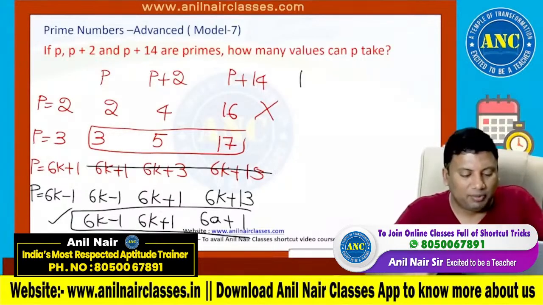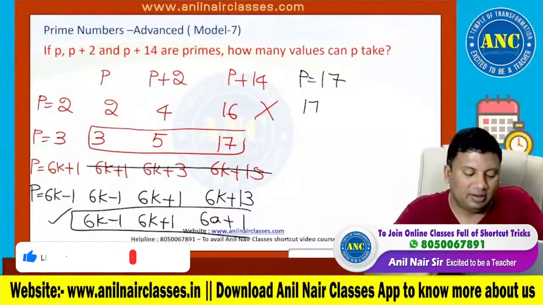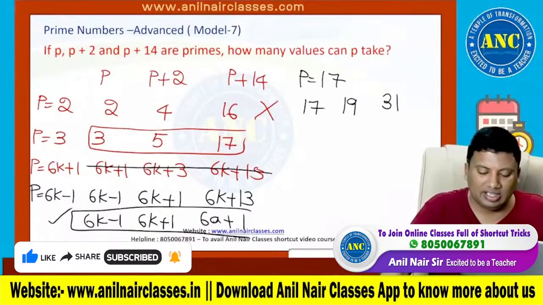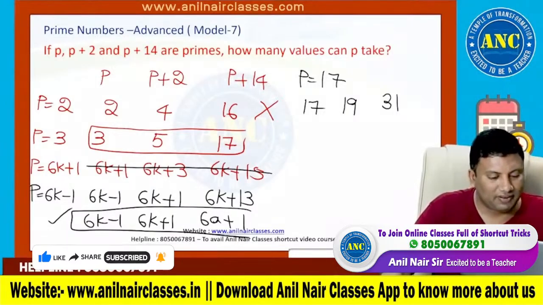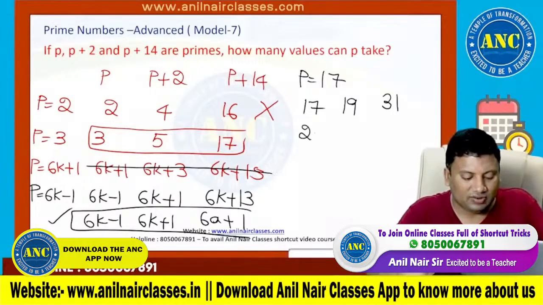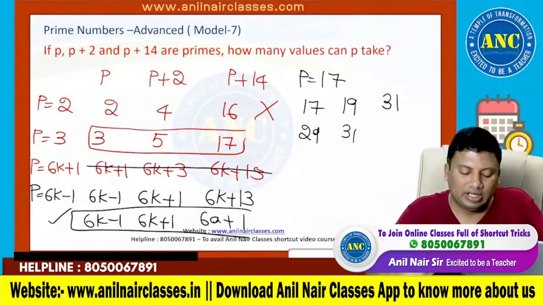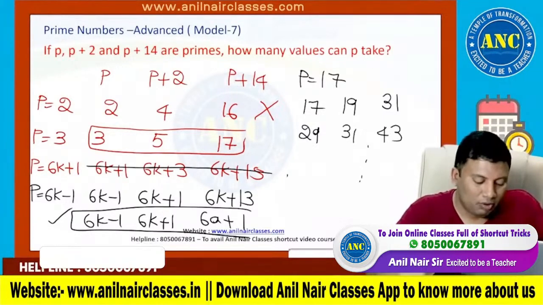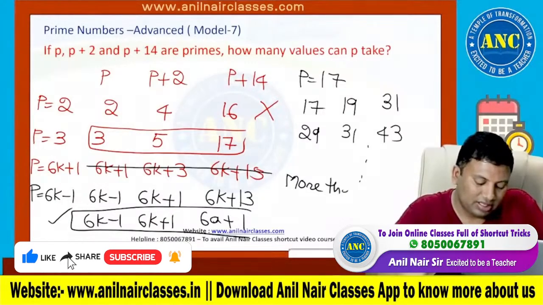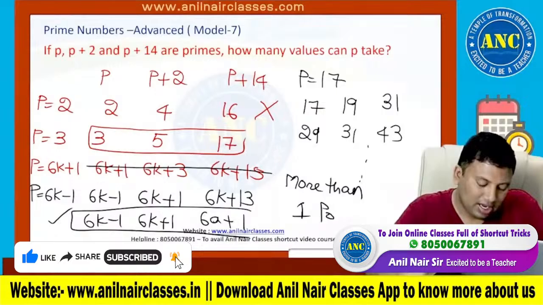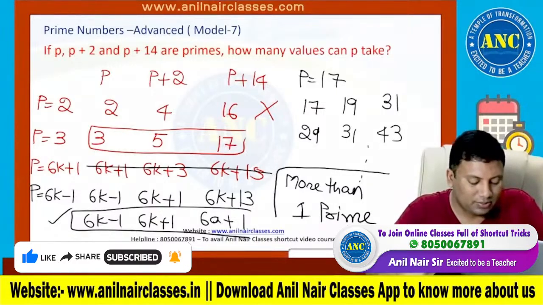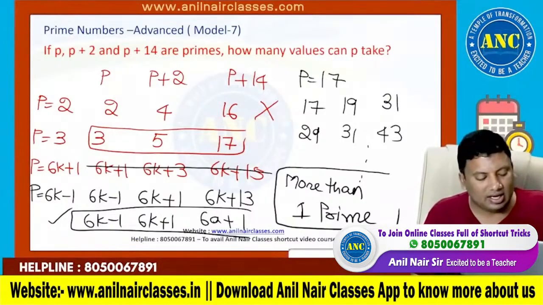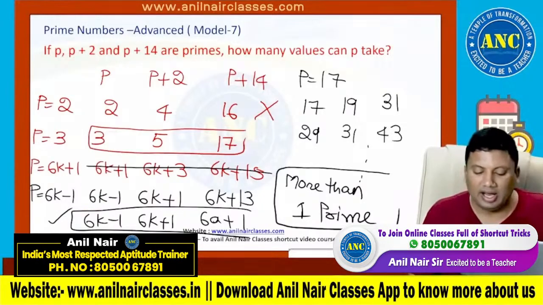Let us see. If p is 17, 17 plus 2 is 19, 17 plus 14 is 31: 17, 19, 31. This is the case. Suppose I take 29: 29 plus 2 is 31, 29 plus 14 is 43. This is another one. There exists more than one prime number which will satisfy this condition. Each and every question, kindly revise it as many times as possible so that this subtopic will be over. 6k minus 1, 6k plus 1 and 6a plus 1. I hope the idea is clear.